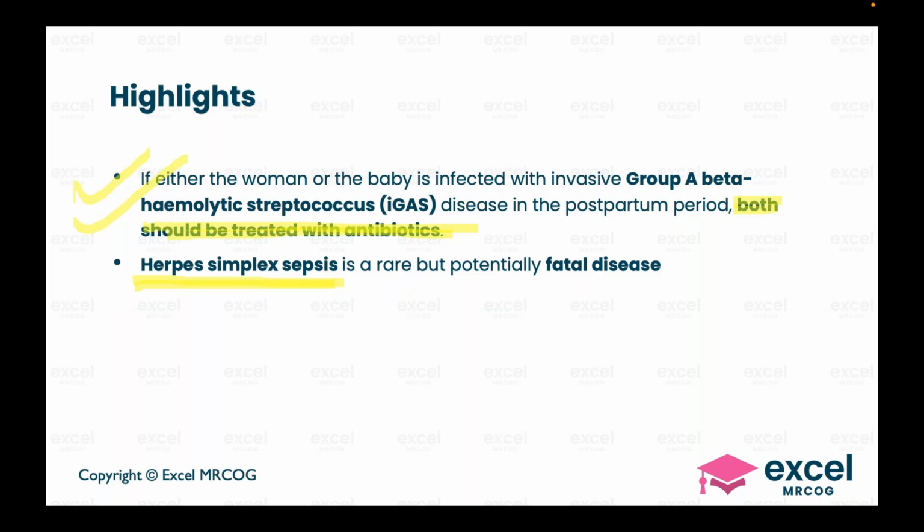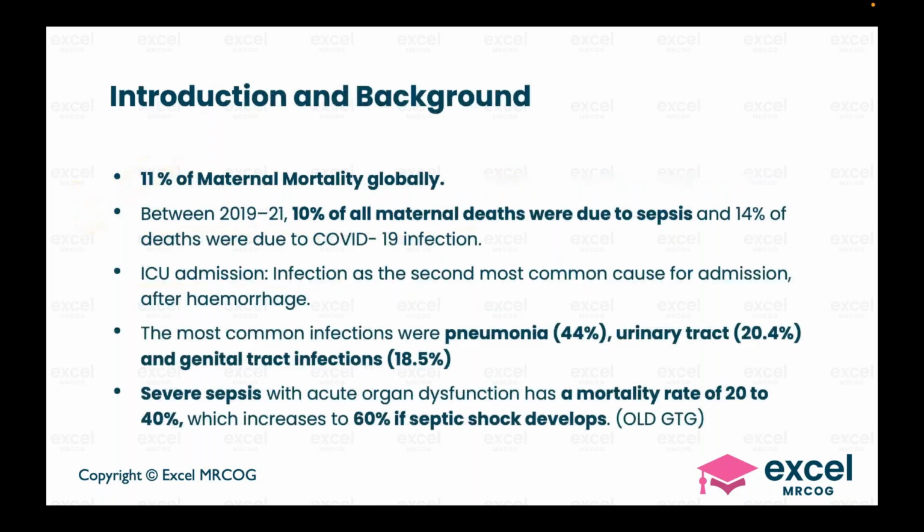Coming to the epidemiology, we have 11% of maternal mortality globally because of sepsis. So this is worldwide because of sepsis. And between 2019 to 21, 10% of all maternal deaths in the UK were because of sepsis. 10% of all deaths. 14% of deaths were due to COVID-19 infection.